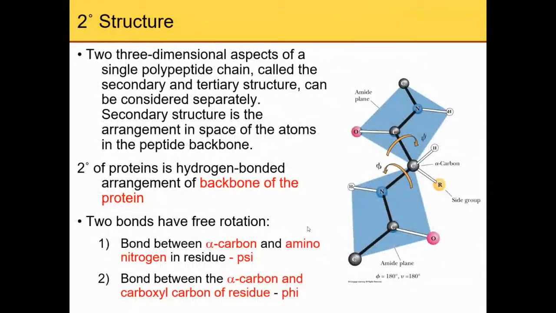And the secondary structure is basically a hydrogen bonded arrangement of the backbone of a protein. This hydrogen bond basically comes from those peptide bonds. So that'll be, for example, the bond between the alpha carbon and amino nitrogen in a residue, and the bond between the alpha carbon and the carboxyl carbon of the residue. That contributes to the secondary structure.